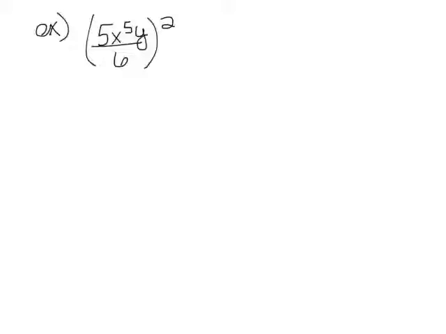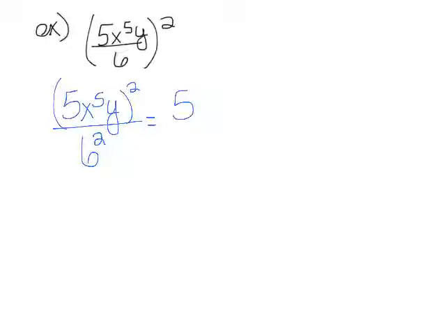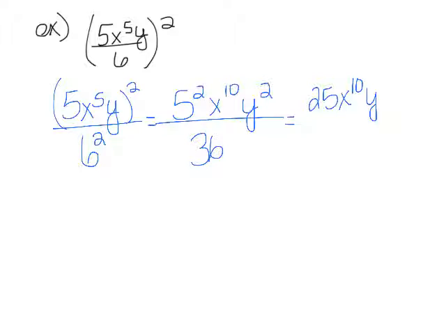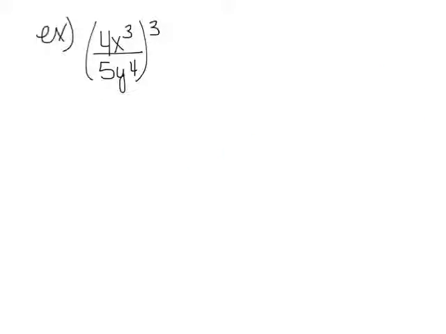So the first thing that I'm going to do is I'm going to have 5x to the 5th times y squared over 6 squared, which is going to equal 5 squared x to the 10th y to the 2nd over 36. So I'm going to get 25 x to the 10th y squared over 36. 25 over 36 cannot be simplified anymore, so that is my final answer. Go ahead and pause the video and try this one on your own.